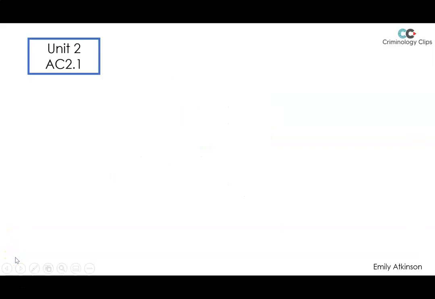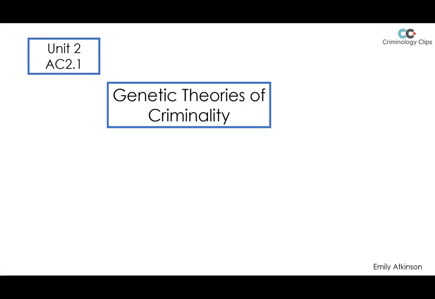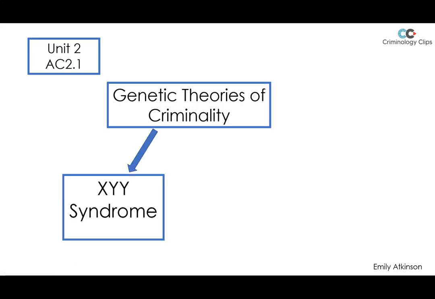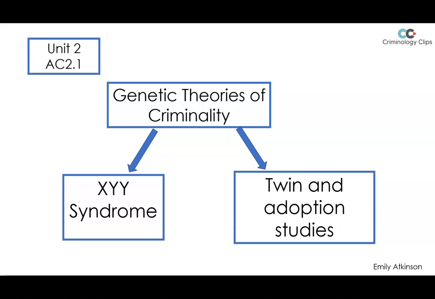Today we're looking at Unit 2, AC2.1, Genetic Theories of Criminality. Now there's two that we need to cover, but today we're focusing on twin and adoption studies.